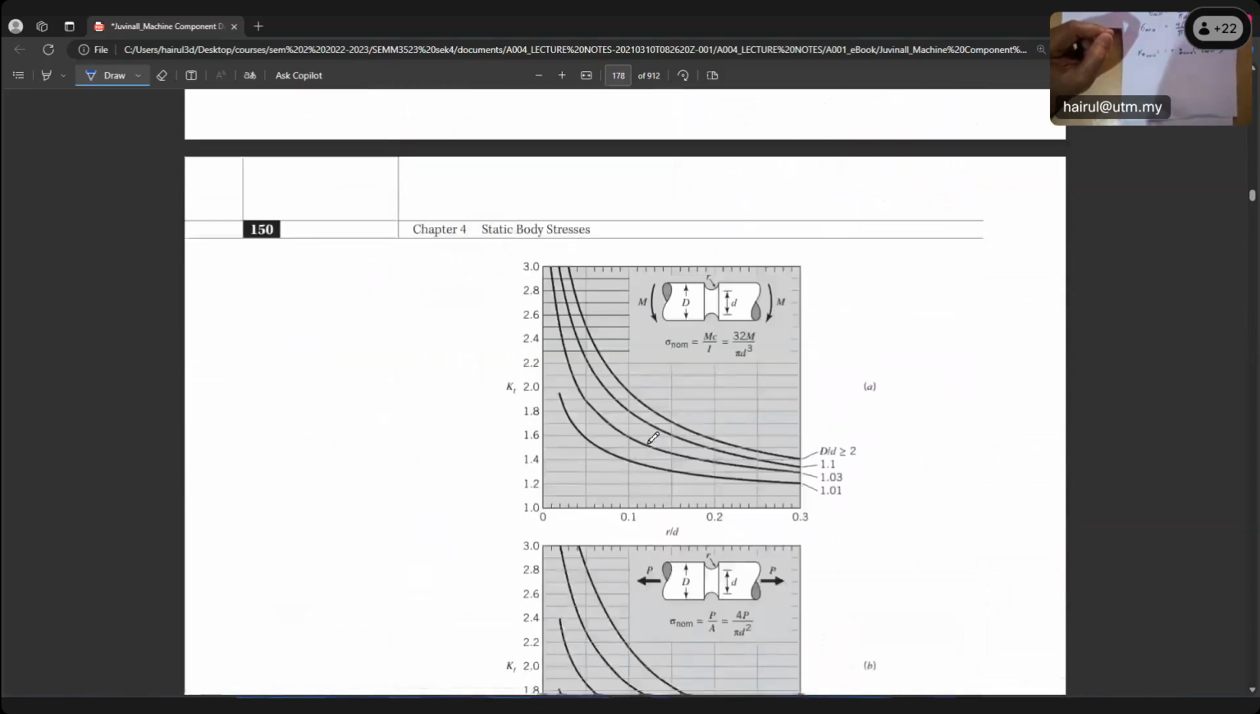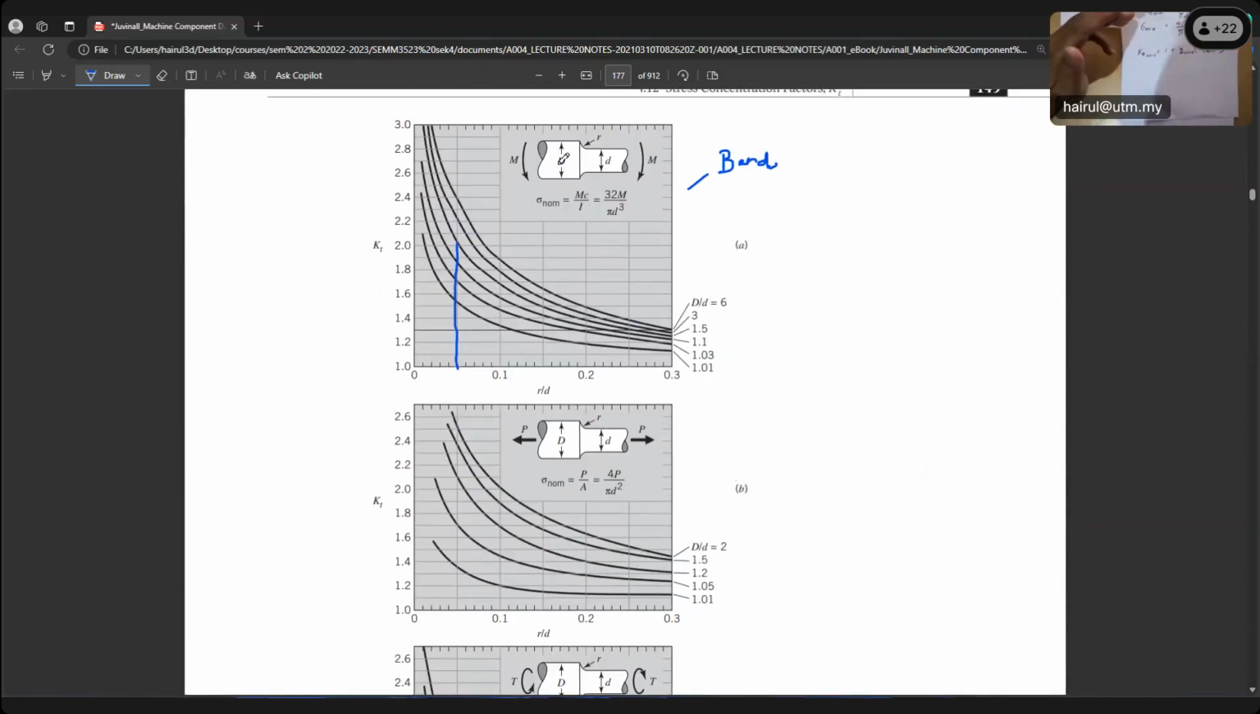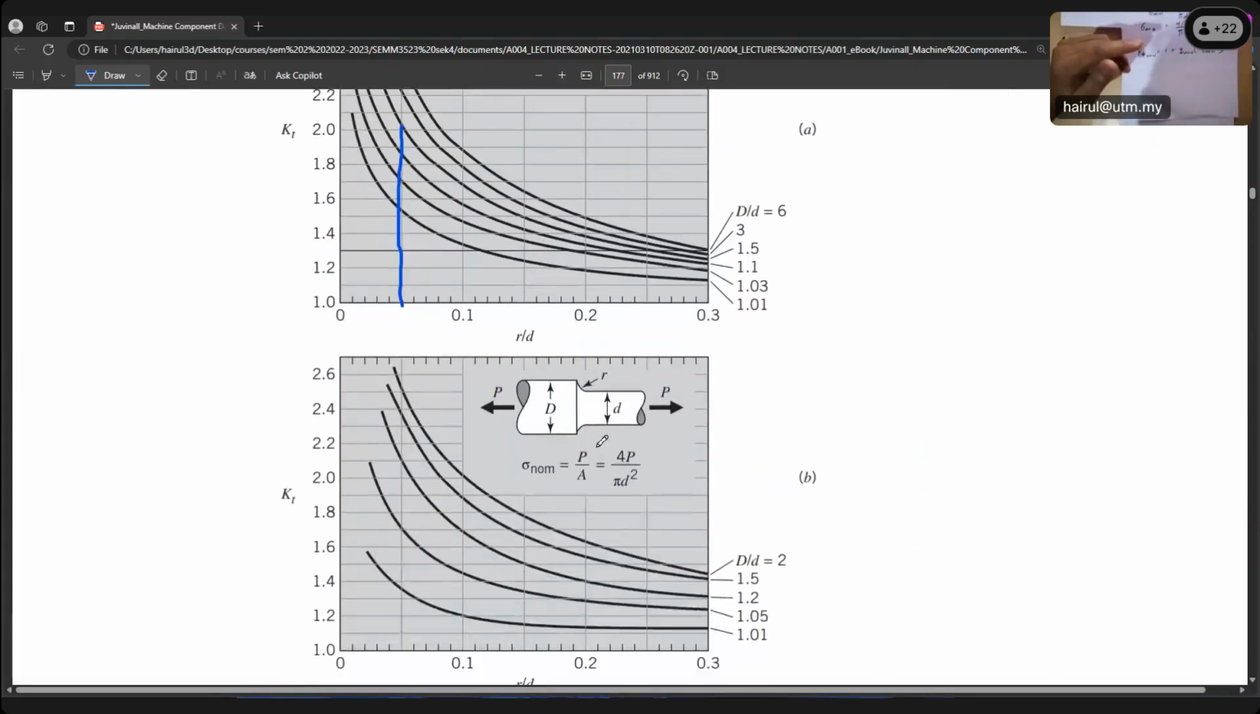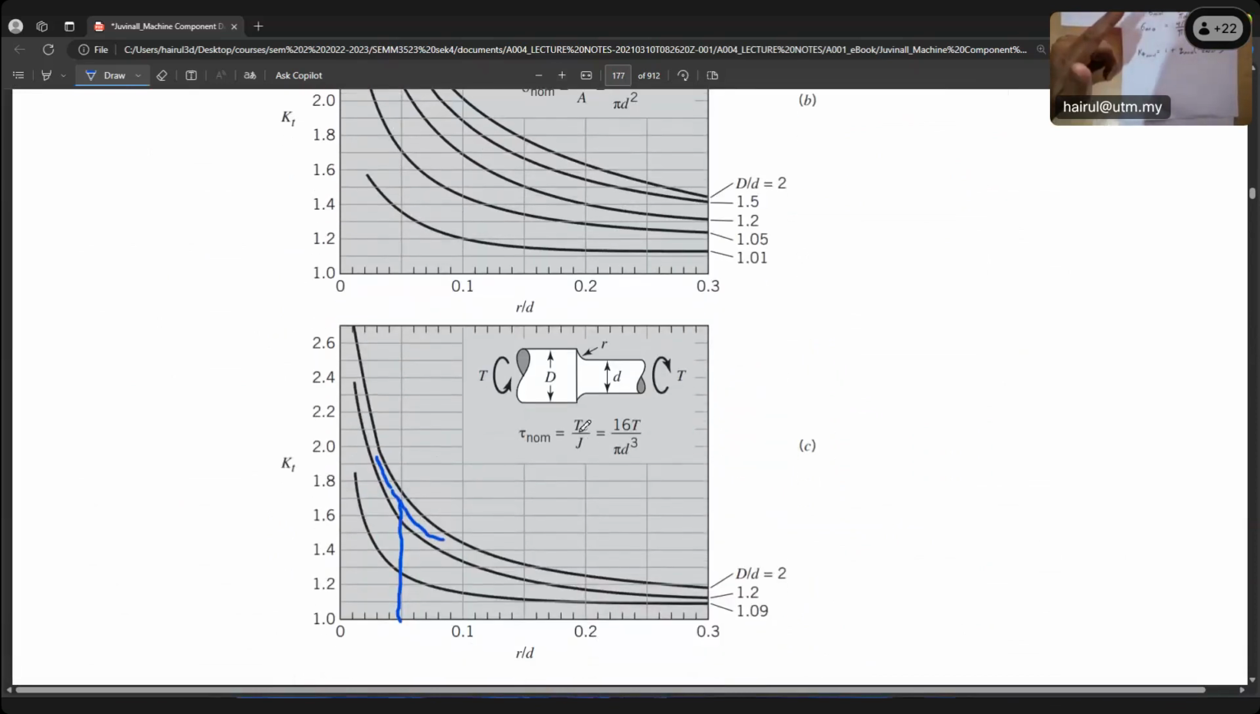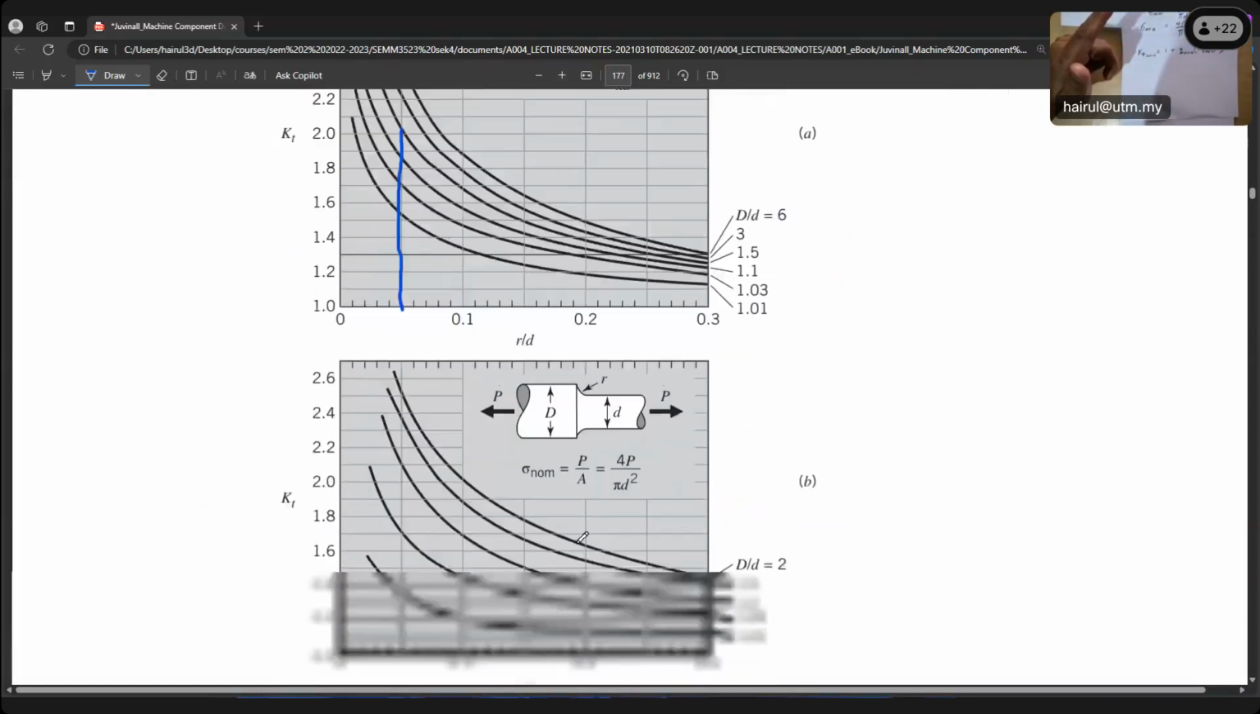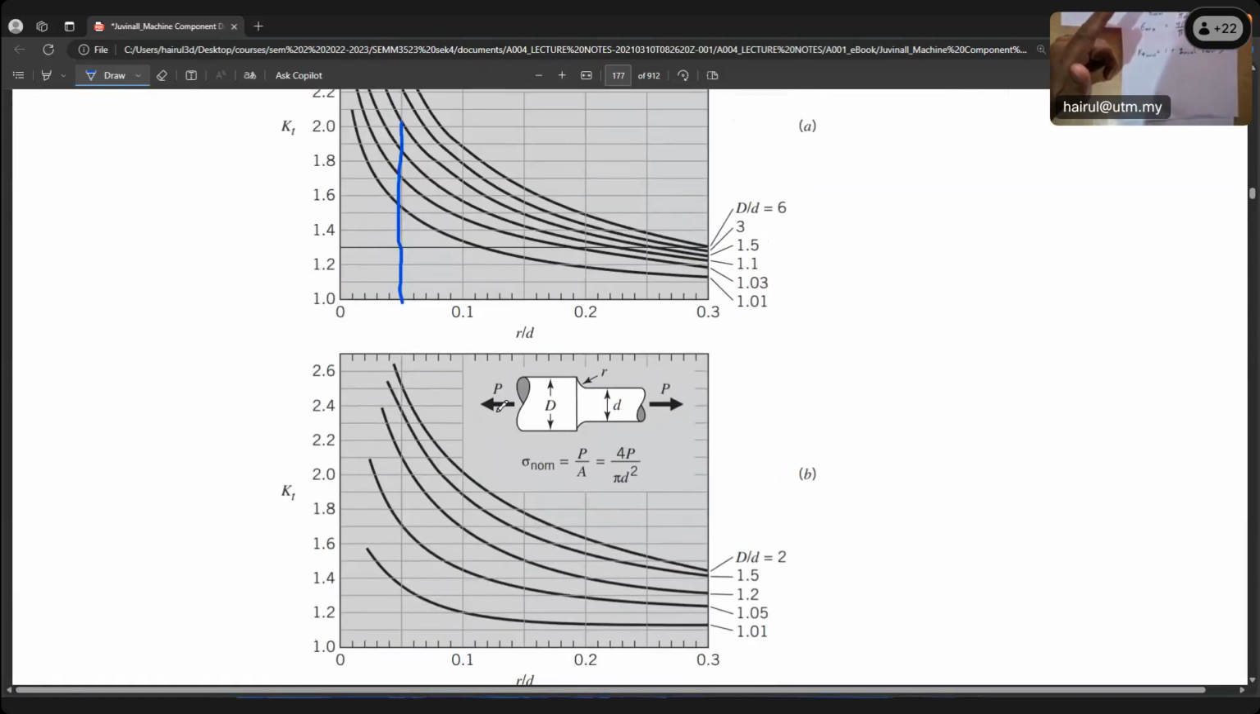Which page was it? Here. Shoulder, the second one. Are you watching, class? Here, axial. Tadi we used torsion. The first one was bending, second was torsion. Now this middle one is axial. Use this graph for axial. Okay, D over d, what was it? Bigger D, 60 over 40, 1.5. r over d, 0.